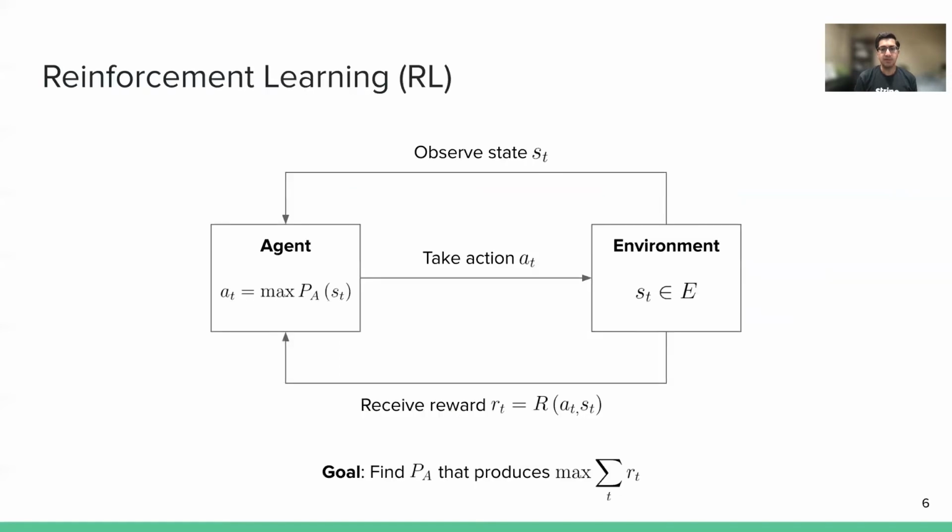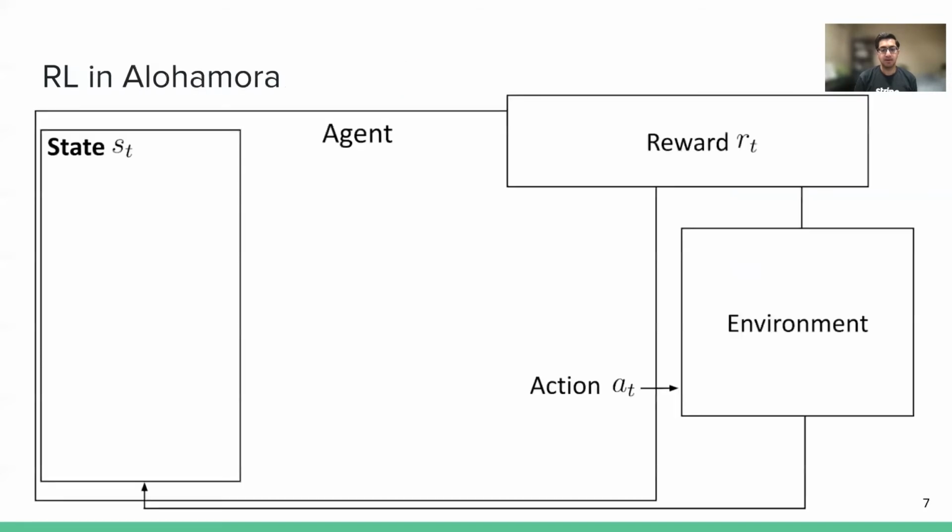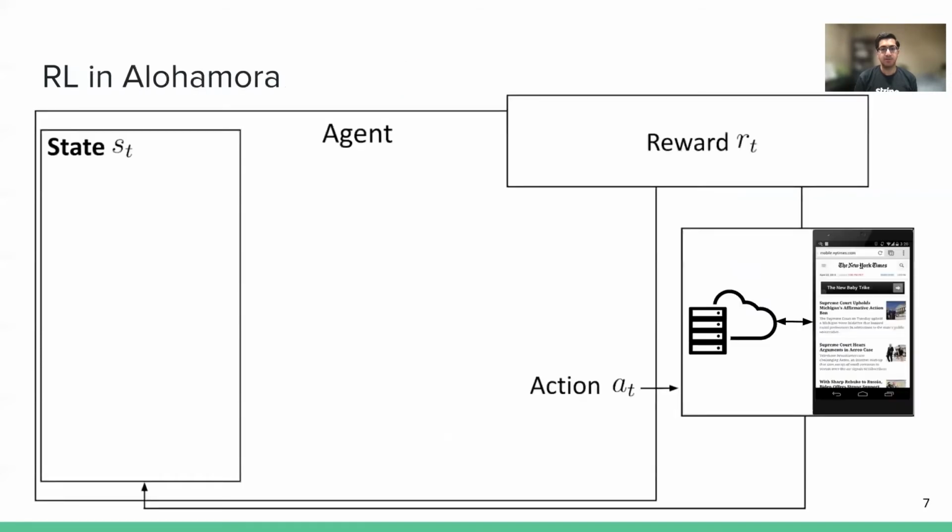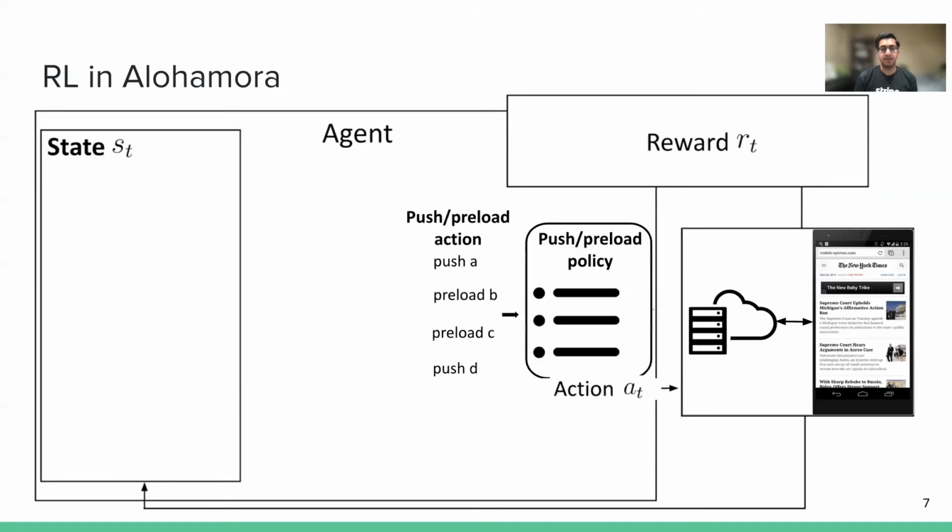At a high level, reinforcement learning tries to find the sequence of actions that produce the highest cumulative reward, given some observations from an environment and a reward for each chosen action. In our case, the environment is the browser in certain network conditions, running on a particular device. In that environment, we would like to evaluate push preload policies. And for each one, we'd like to measure its performance as the reward.